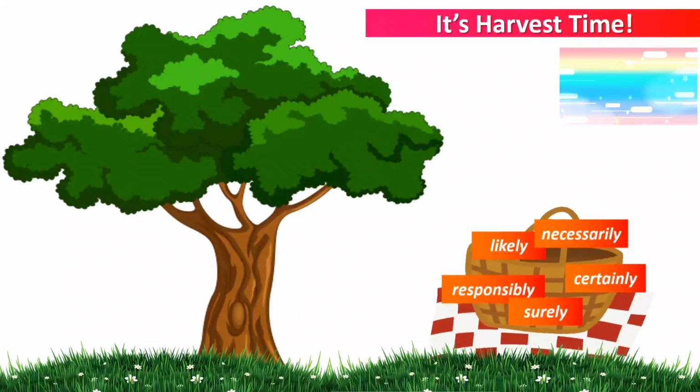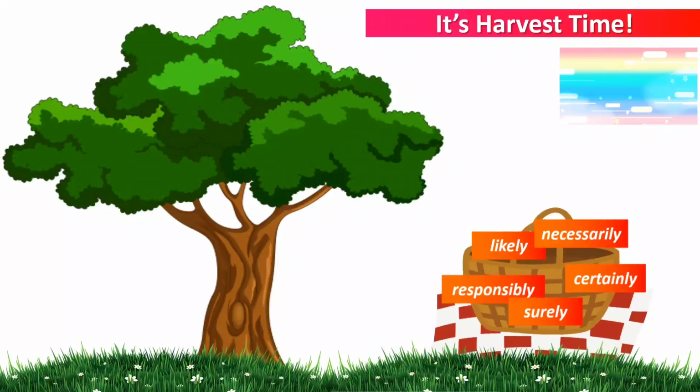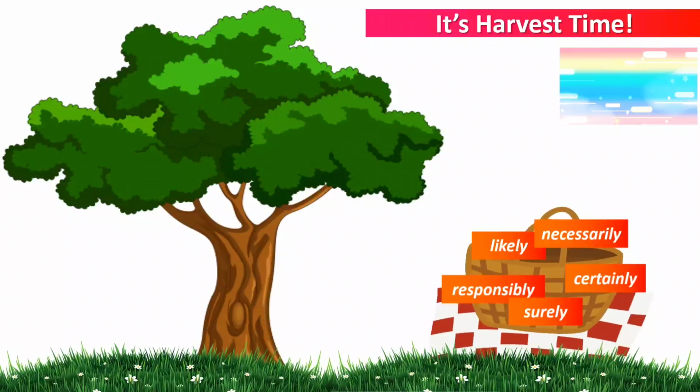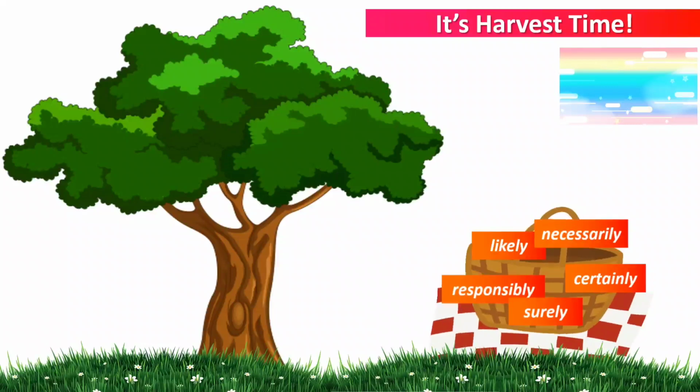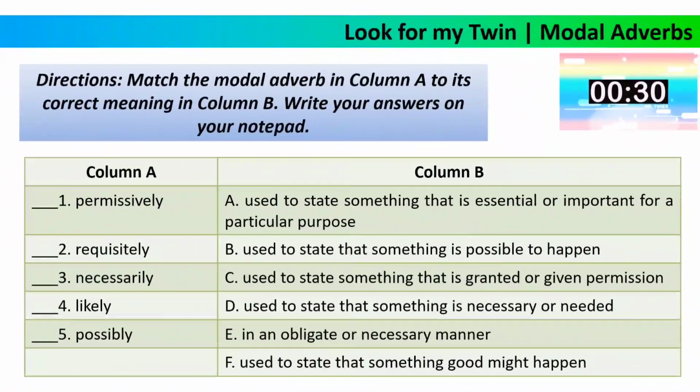Did you have the same harvest as what you see on the basket? Were you able to harvest all the modal adverbs? What a fruitful effort! For this next activity, let's look for my twin by matching the modal adverb in column A to its correct meaning in column B. Write your answer on your notepad. You'll be given 30 seconds to do this. And your timer starts now.